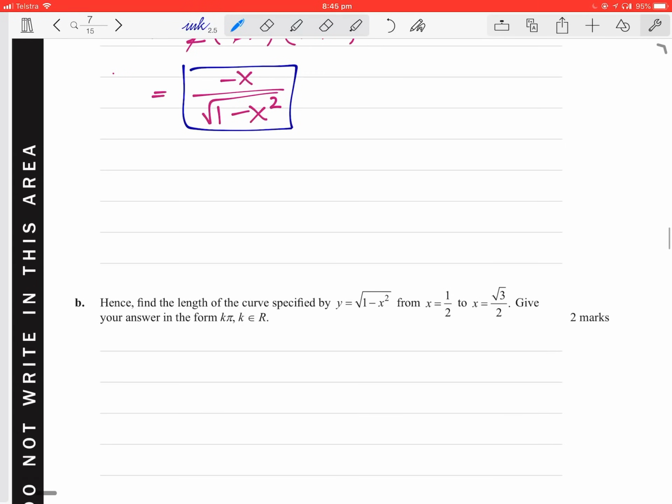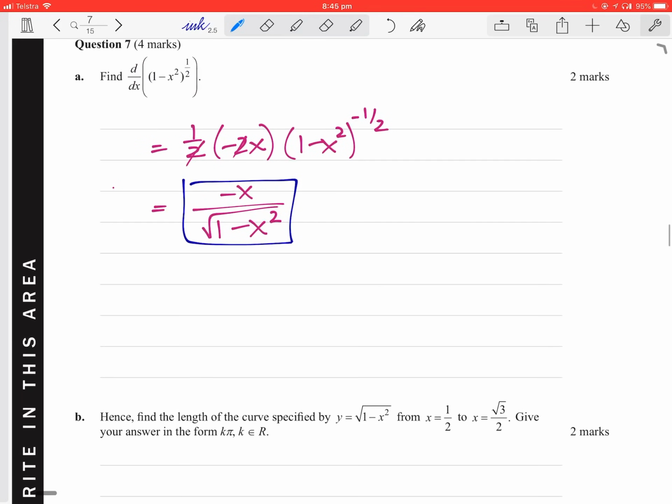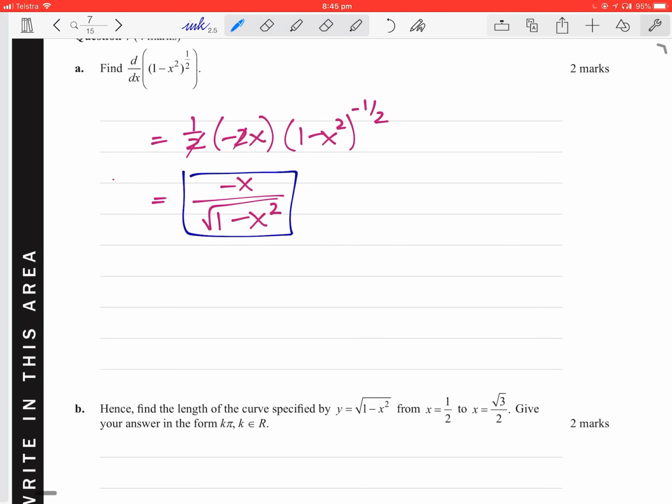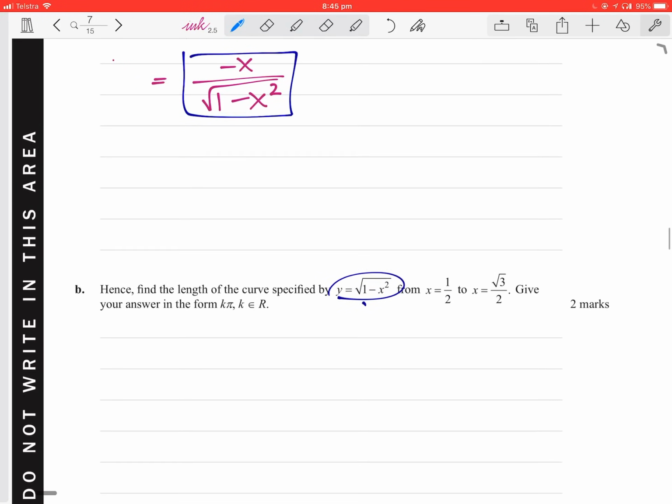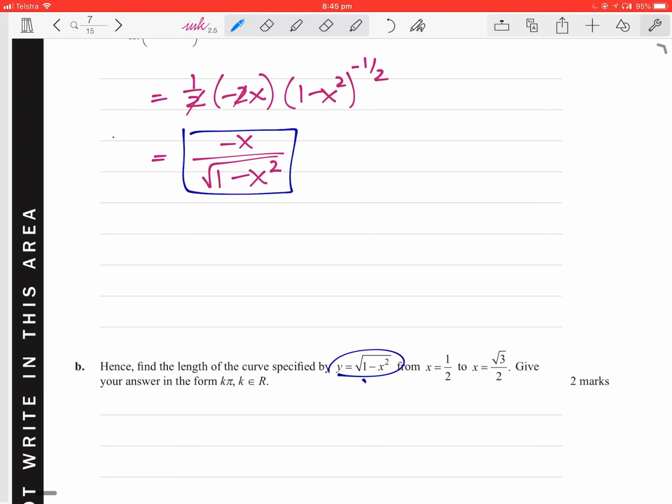It's a nice easy 2 marks. Hence, 1 minus x squared to the half, that is 1 minus x squared to the half. So I think that's what they're trying to get us to see. Okay, so we've got dy dx.